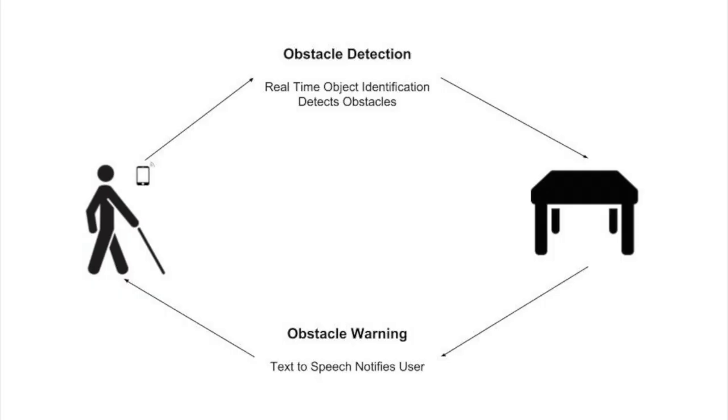Let's look at a useful application for this in obstacle detection for the visually impaired. We could extend this app to do object detection in real time and identify obstacles in the field of view. The user points their smartphone at the environment, and the app identifies all objects in front of the user. It then uses text-to-speech to warn the user about potential obstacles.